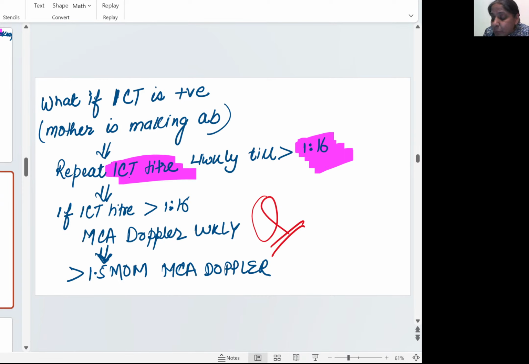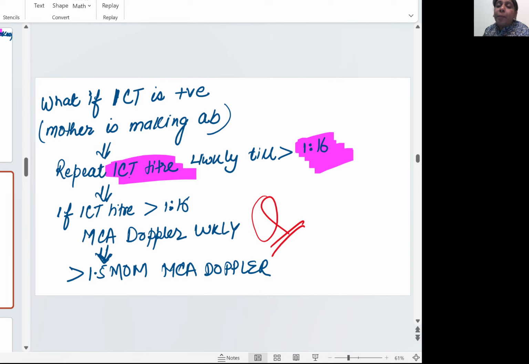What happens when titers cross? Then it means antibody titer is causing anemia. Now we have to see whether the anemia is significant or not. Whenever there is any anemia in the body, our body preferentially gives blood to the brain and heart. So the blood flow to the brain and heart increases in anemia. That is seen by MCA Doppler.